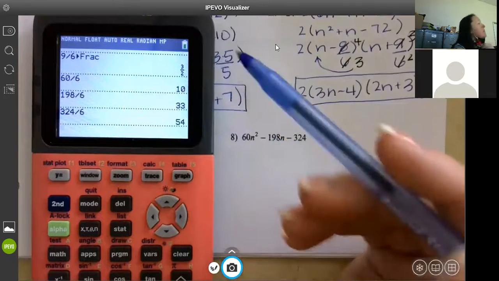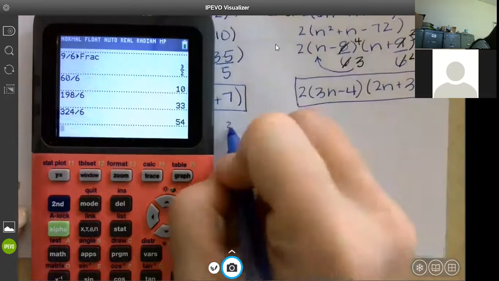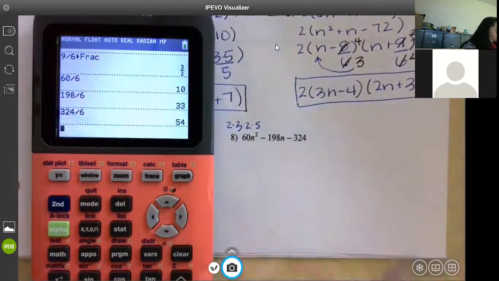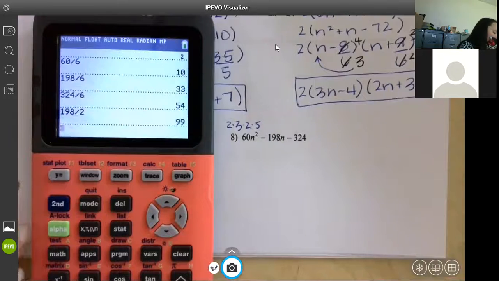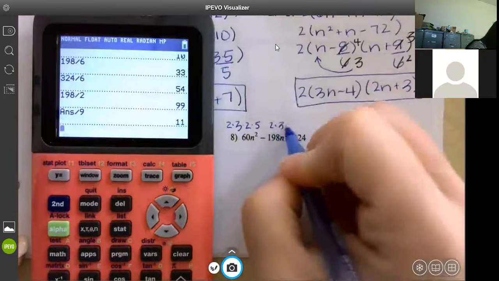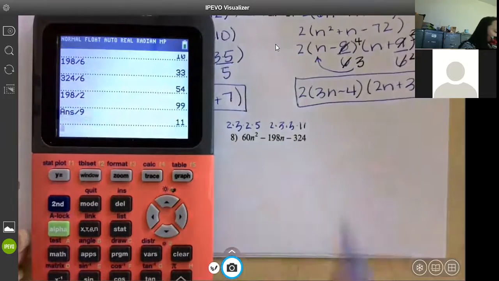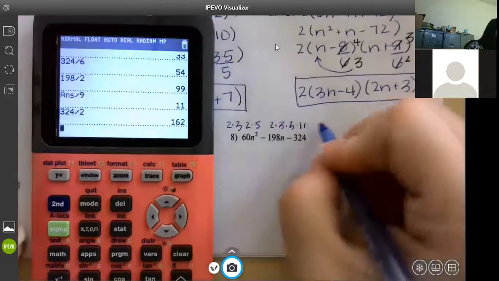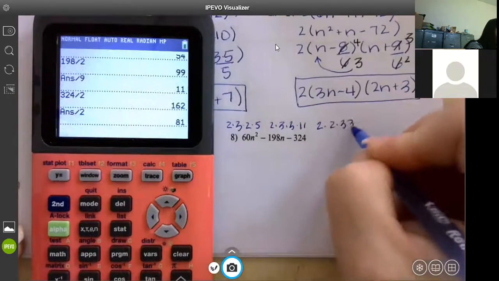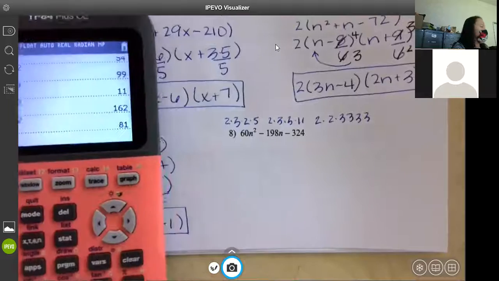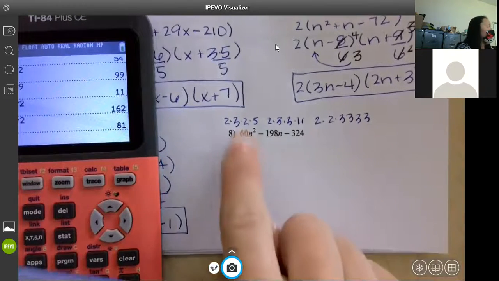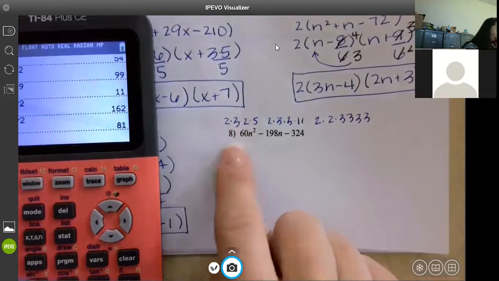Everybody got it? So you can do that, or you can break it down like we did before, where we did 6 is 2 and 3, 2 and 5. We know the ends aren't in common. 198 is 2 and 99. 99 is 9 and 11. And then 324 is 2 and 162, which is 2, and 81 is 9 and 9. So I just feel like that takes forever. So I just try to find numbers that'll go through it, but it's all going to be factors of 60. Okay, it has to be the factors of 60.